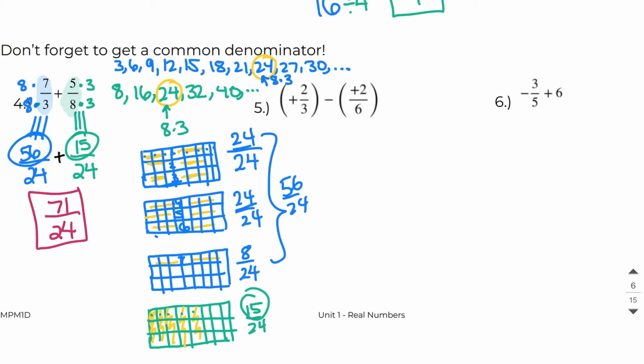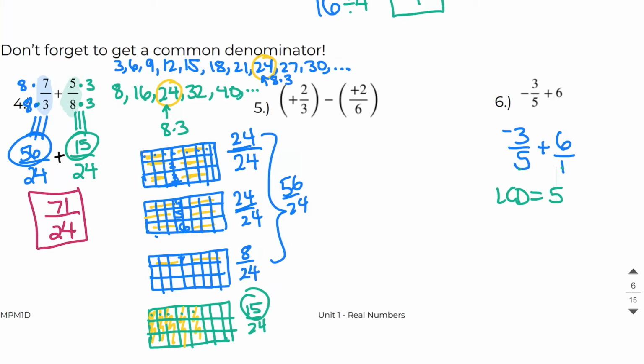For the sake of time, we'll skip 5 right now and we'll talk about that in class. Let's look at number 6. So in number 6, it says -3/5 plus 6. Now this denominator right here is an invisible denominator of 1. So it's plus 6/1. So what is my least common denominator? Well, what's a multiple of 5 and 1 that's in common? It's going to be 5.